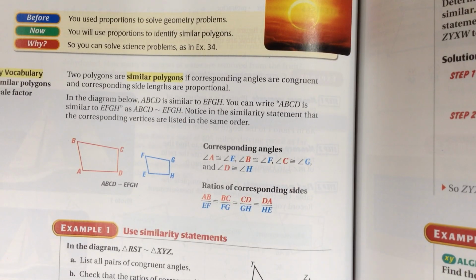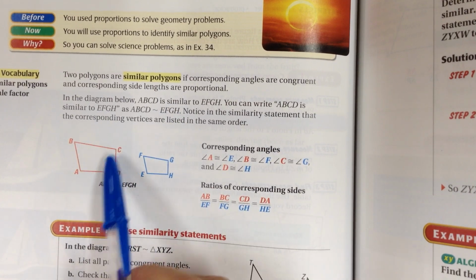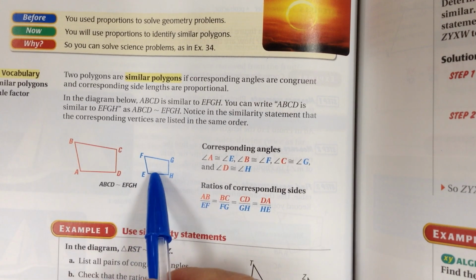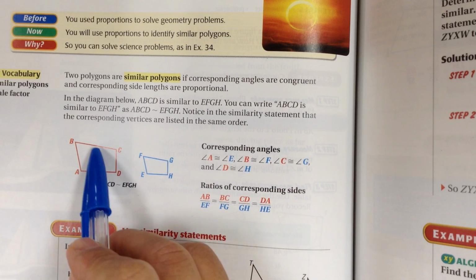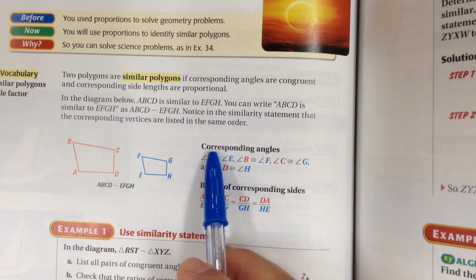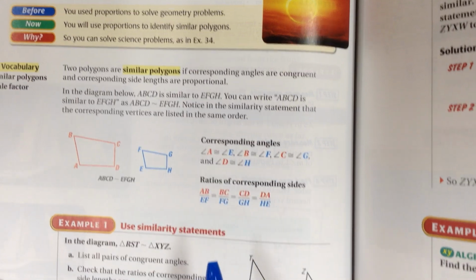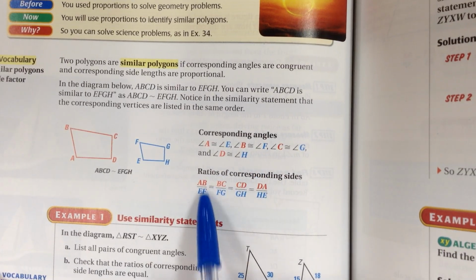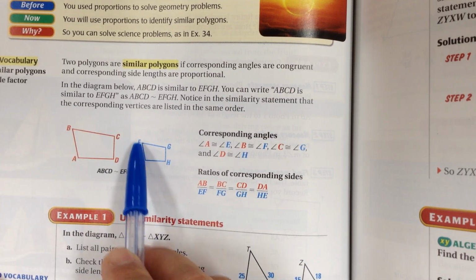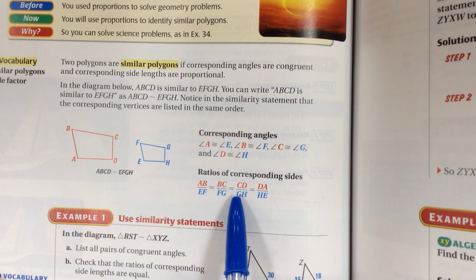So similar means same shape. Same shape means they have the same angle on the matching part, the corresponding part. And since they're different sizes, their length ratio will have the same ratio. Okay? So again, here's a summary. All the corresponding angles have to be equal. And all the corresponding sides will have the same ratio. So AB over EF and so forth, all these will have the same ratio. Okay?